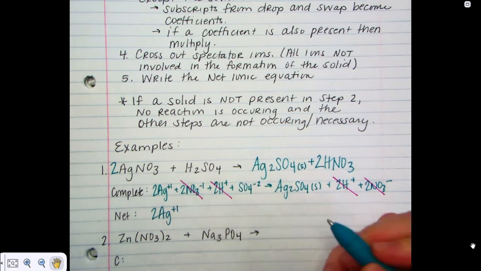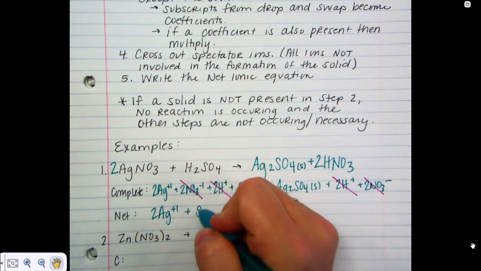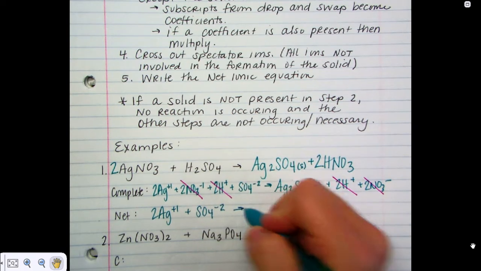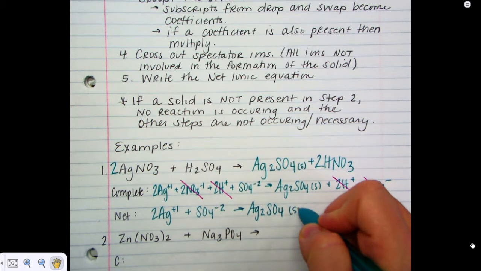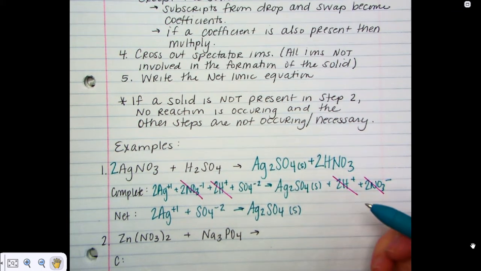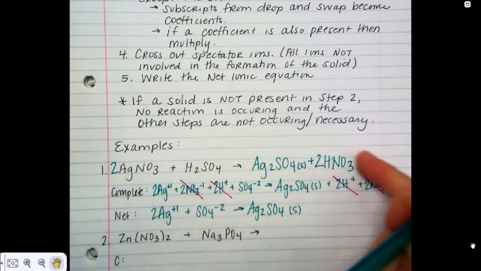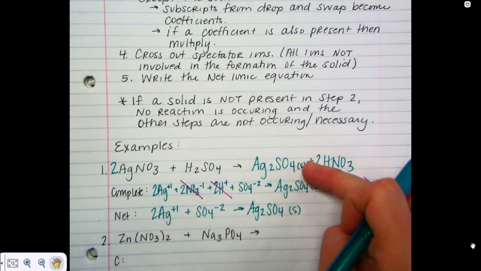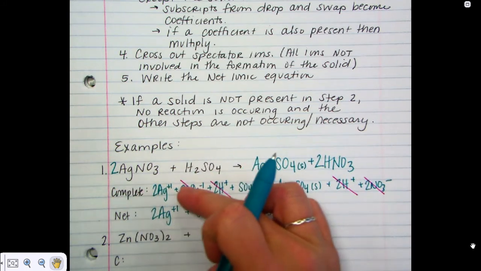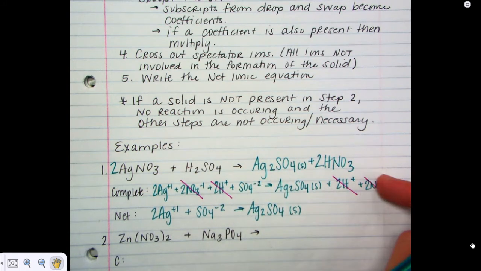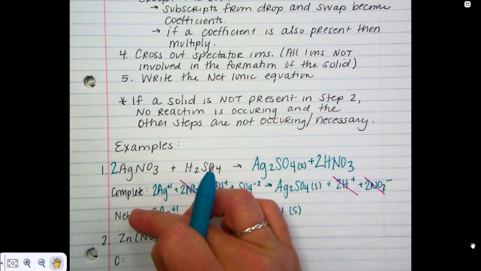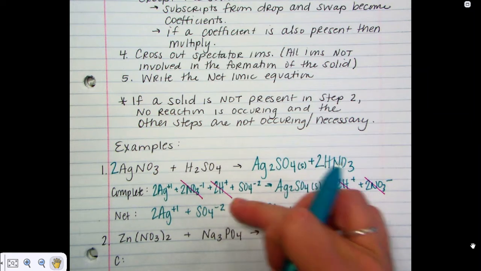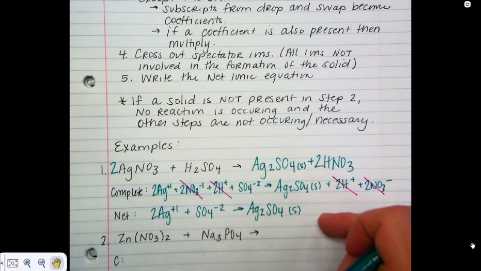2Ag +1 plus SO4 -2 yields Ag2SO4 solid. So things to make sure that you watch out for: no charges in the top line, must be balanced, must mark the solid with an S. In my second line, I should have charges on everything except for the solid. Solid should still be marked with an S. Third line, I should have charges on the left, no charges on the right, solid still marked with an S. Okay. All right, let's look at our next example.